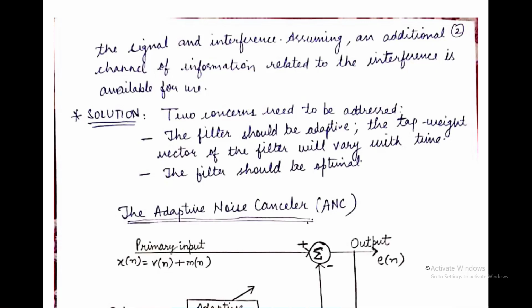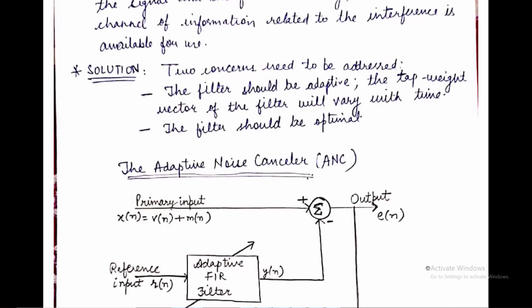Now, how can we solve this problem? For this, two concerns need to be addressed. The first one is that the filter should be adaptive. That means we have to design an adaptive filter for which the tap weights of the filter will vary with time. And the second is that the filter should be optimal. So we have two concerns to be addressed: the filter should be adaptive, and the filter should be optimal.